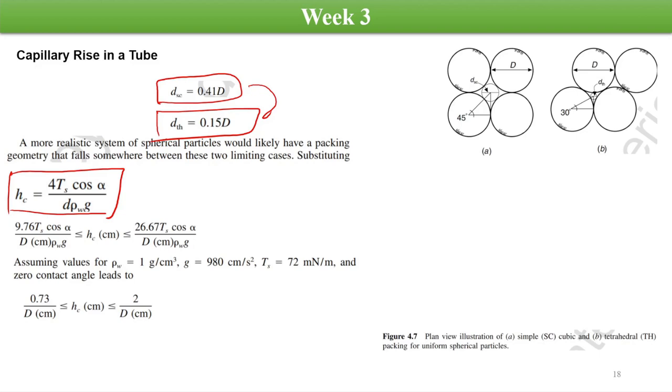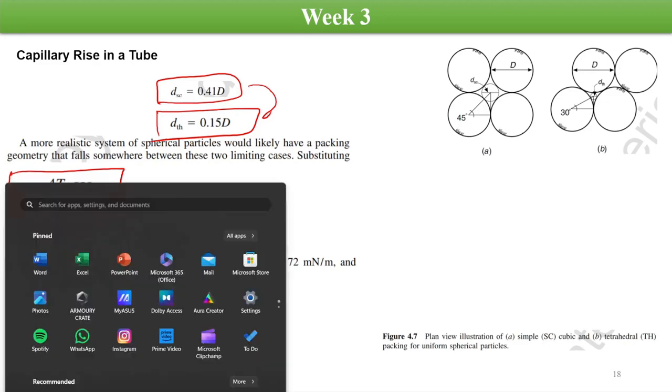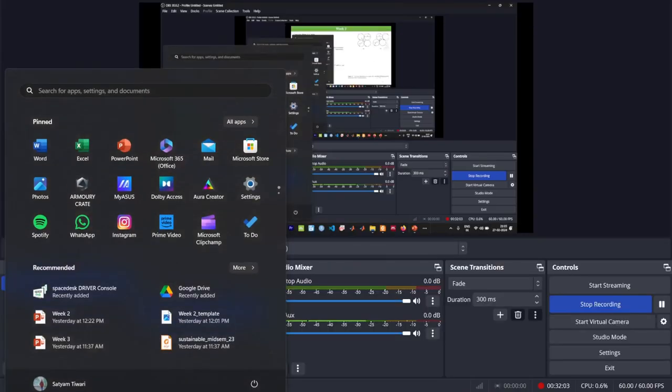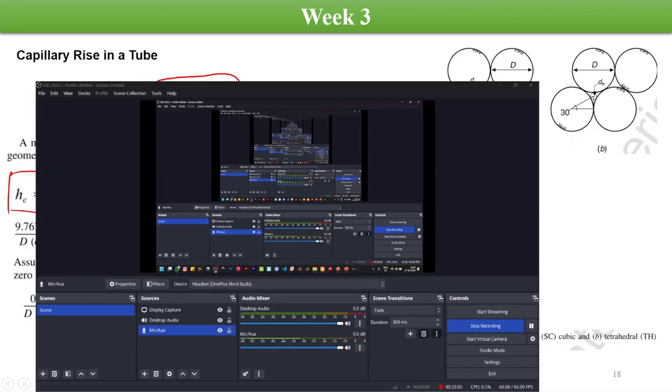So in this one, if we... let me check the recording, okay, what's going on?